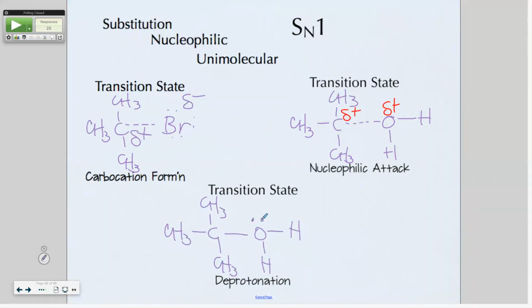Okay, what bond is breaking in that step? To the oxygen. Okay, so that is going to be the bond that's breaking.